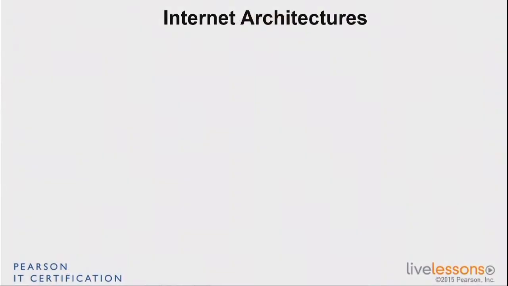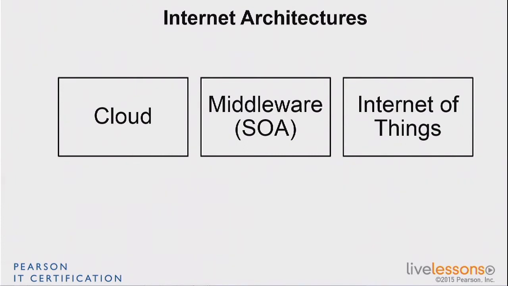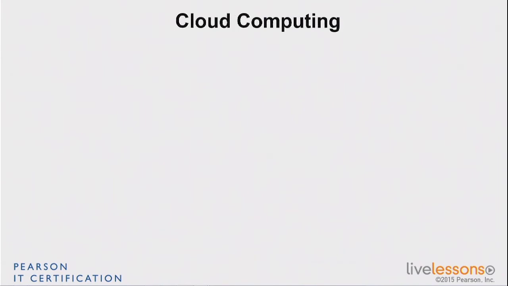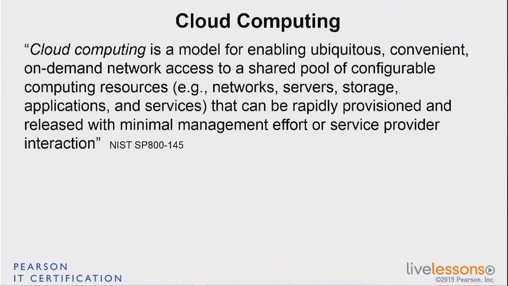So we're going to be looking at three Internet architectures in this lesson: the cloud, middleware, and the Internet of Things. So we're going to start with cloud computing. NIST defines cloud computing as a model for enabling ubiquitous, convenient, on-demand network access to a shared pool of configurable computing resources, networks, servers, storage, applications, and services that can be rapidly provisioned and released with minimal management effort or service provider interaction. So we often think about the cloud as all of those options that are available to us. They're off-premise and managed by somebody else.